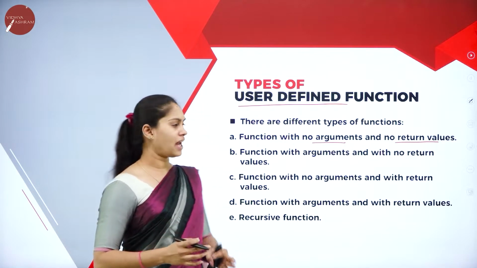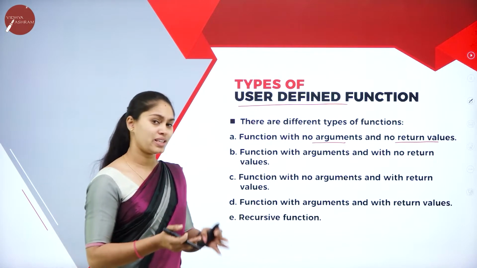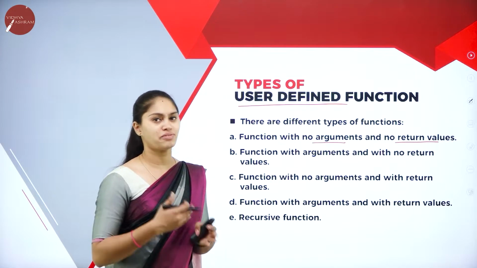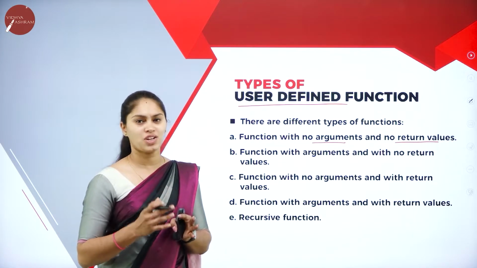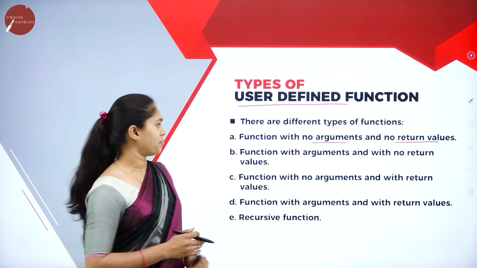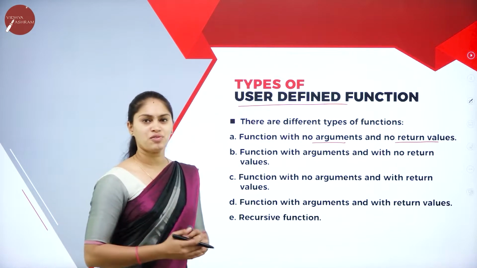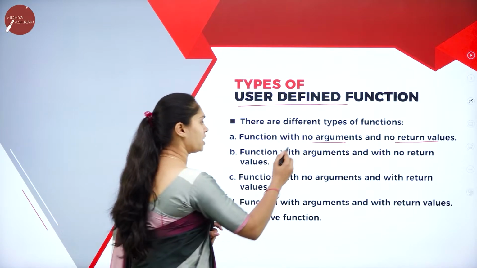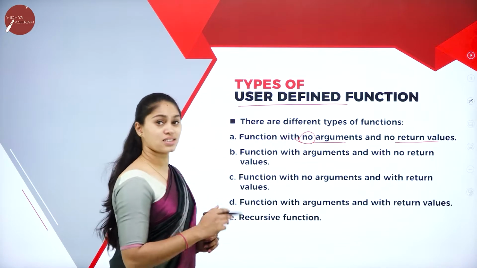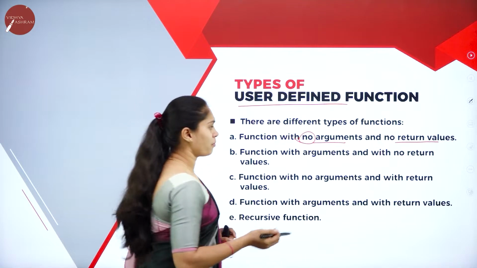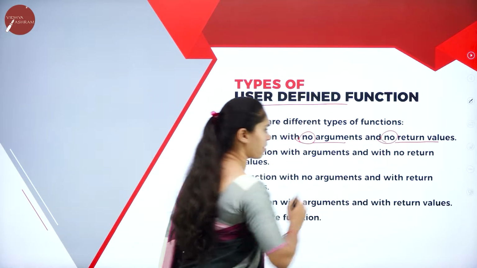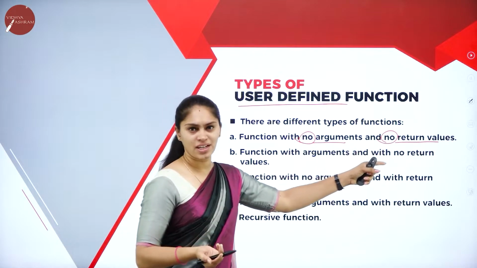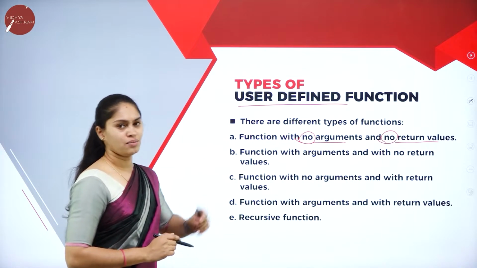Okay, so we will be having combinations here, whether it is having an argument or not, and whether it is returning a value back to the function or not. In that combination, you have to remember there are different types of user-defined functions. What is the first type? Function with no arguments and no return value. The function does not contain an argument, and it won't return any value back to the main function.